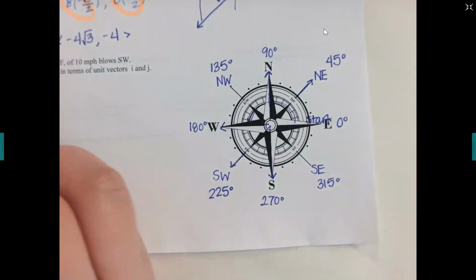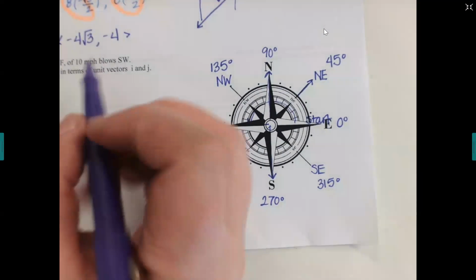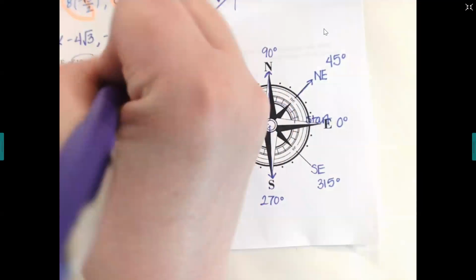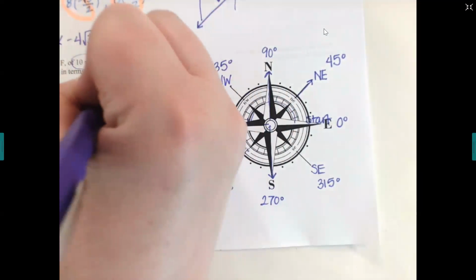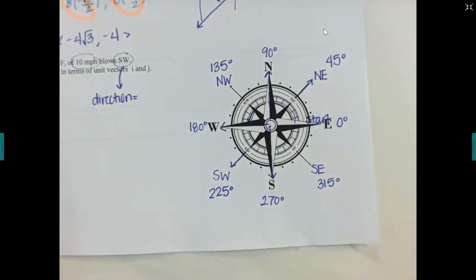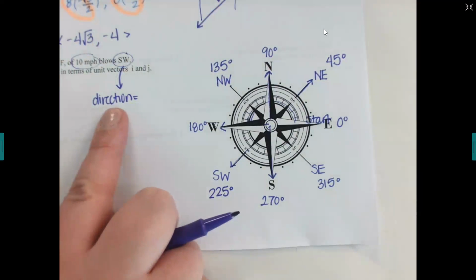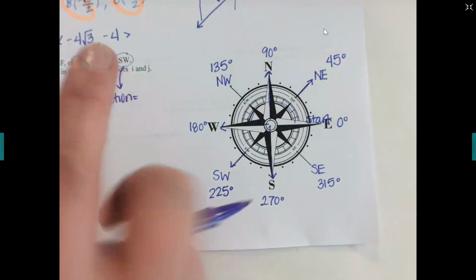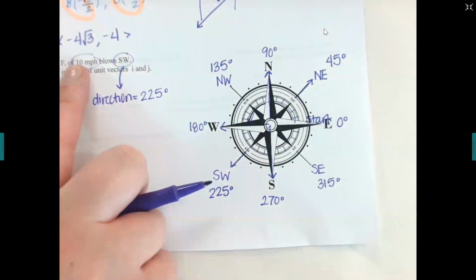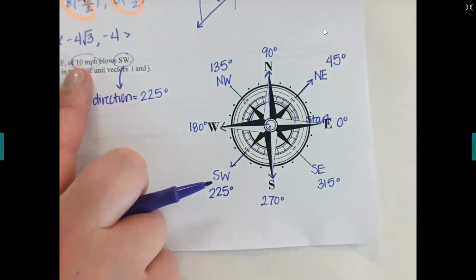So look at the question. It says we have a force, we have a wind going 10 miles per hour, southwest. What direction is southwest? Look at the compass we just drew. What direction is southwest? 225. Okay, and then the 10 miles per hour, that's going to be the length. Now you know the two ingredients that you need.